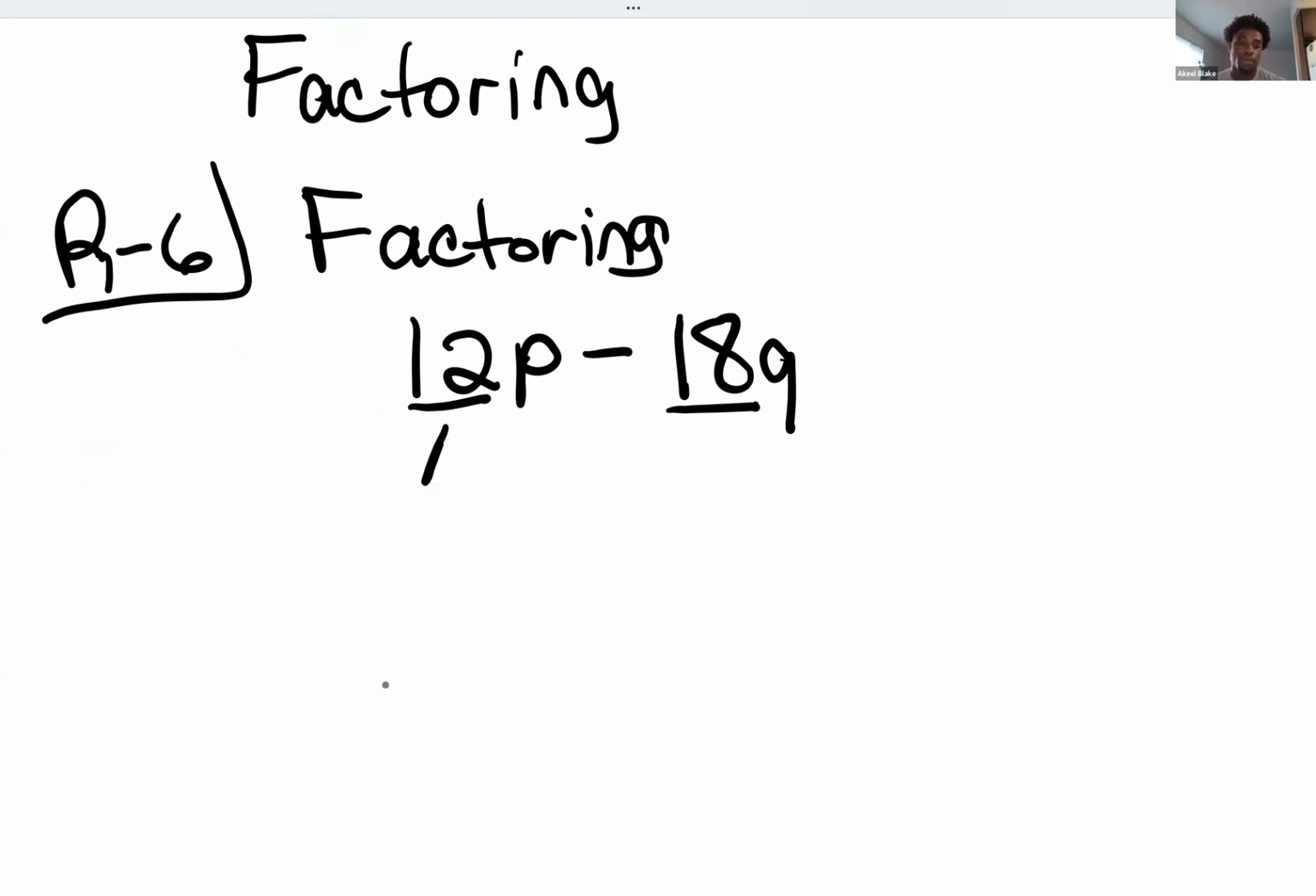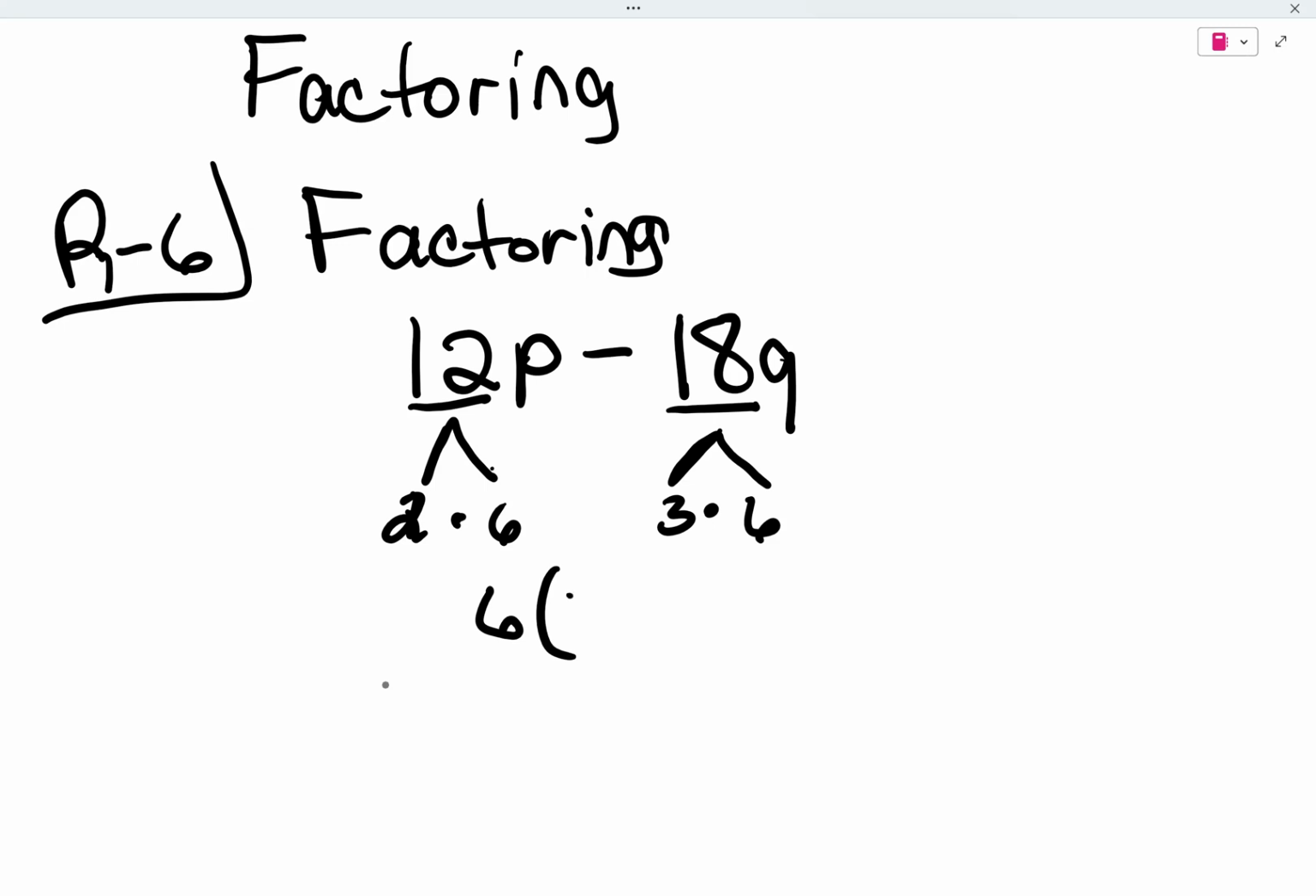6. Here's a hint. I know that 2 times 6, for example, is 12, and I know that this is also 3 times 6. Because of that, I know that 2 is too small. If I kept dividing by 2, I would end up with 6 anyway. So if I take out a 6 here, I end up with 2p minus 3q. Is that clear?